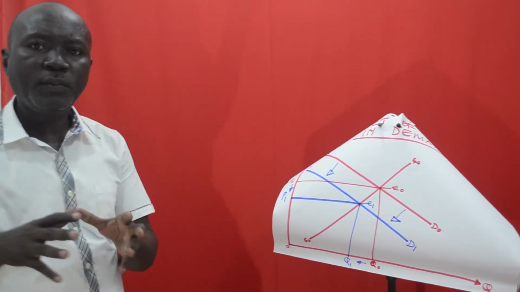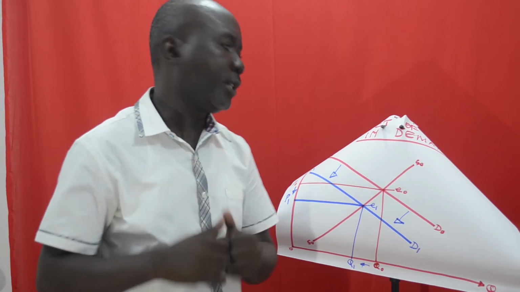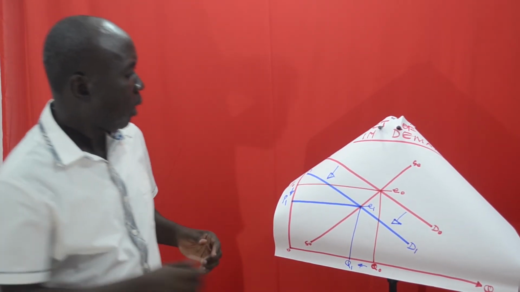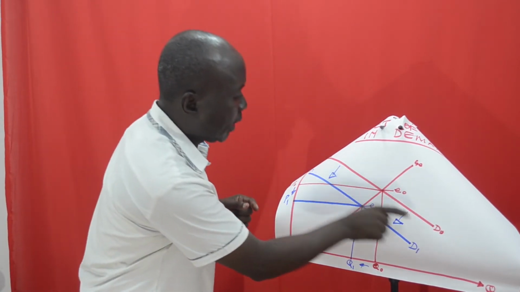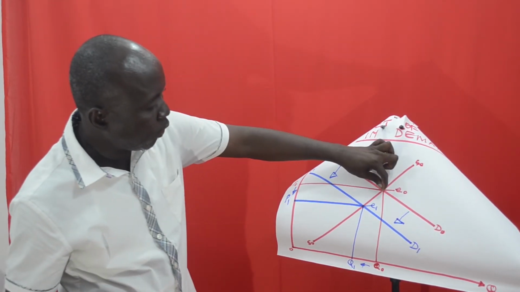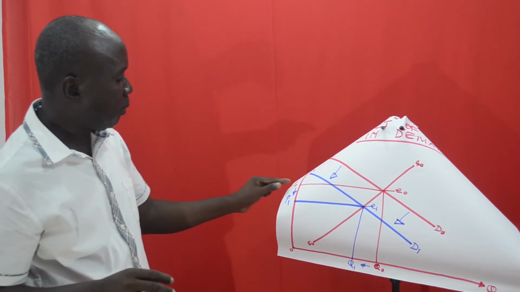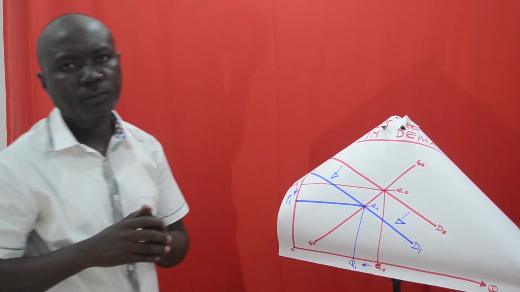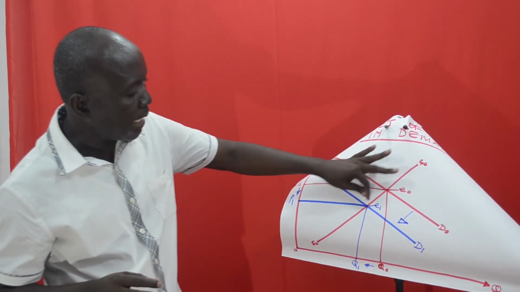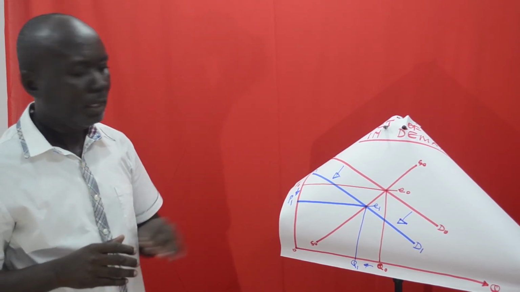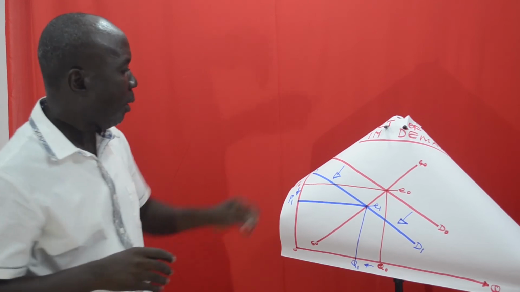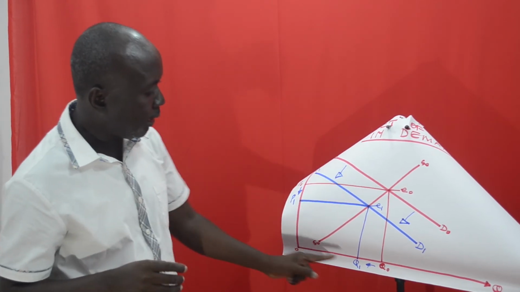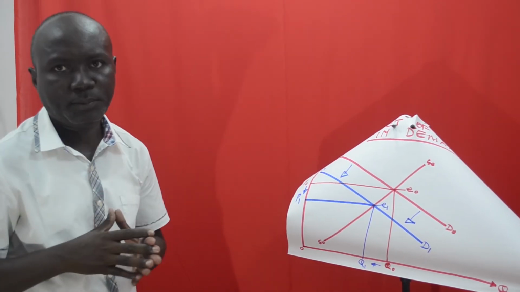Now let's look at the effect of a decrease in demand. Also we have the original supply curve and the original demand curve, which determine our original equilibrium point with price P0 and quantity Q0. When the demand shifts downward, that is a decrease in demand. The effect is that both price and quantity will decrease.